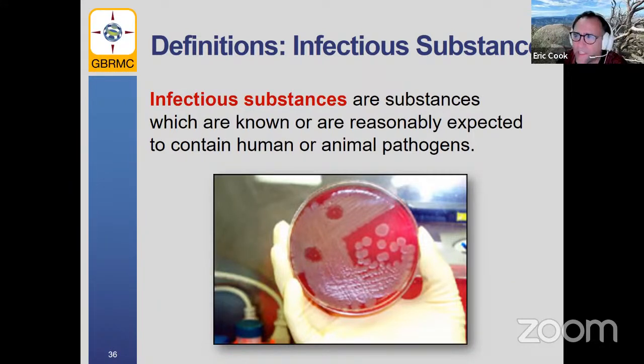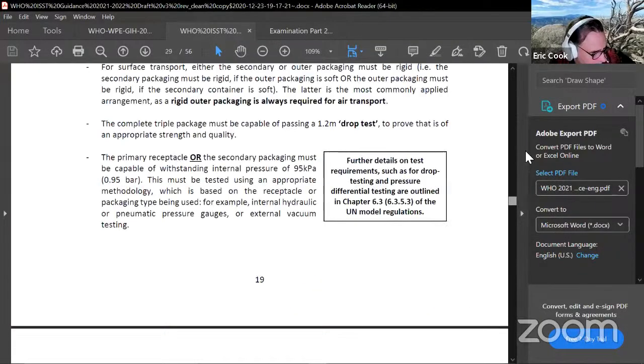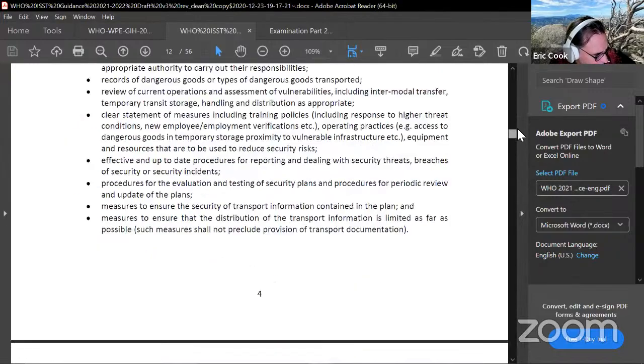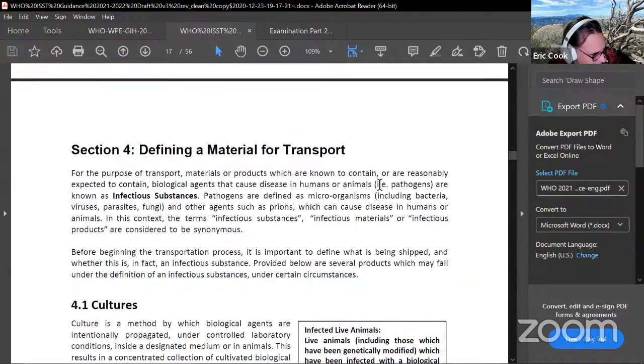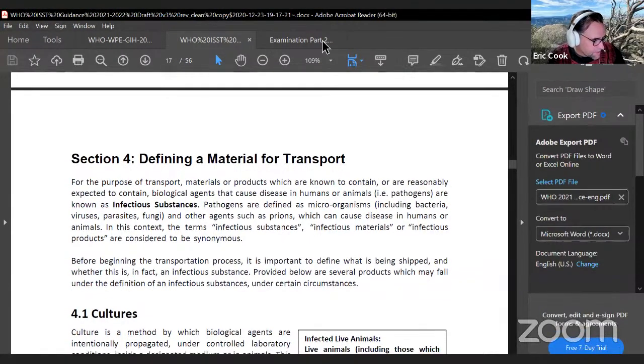Well, what I want you to do is open up your books. Let me stop sharing, and I'm going to have you open up your WHO guidance document. We're going to open it up to section 4, which starts on page 9. This is where the guidance document talks about the definitions and how we define a material for transport. So turn to page 9 and follow along. Let me go back to my slides.